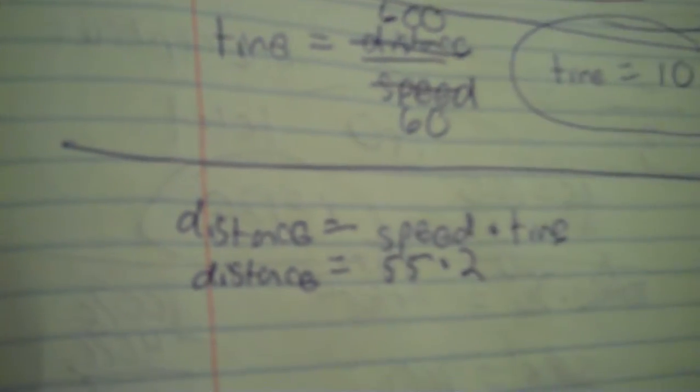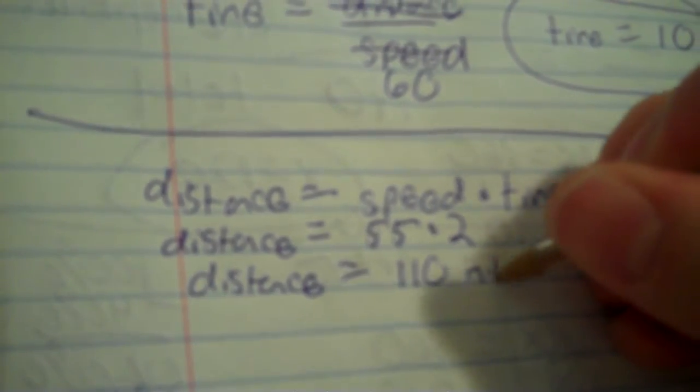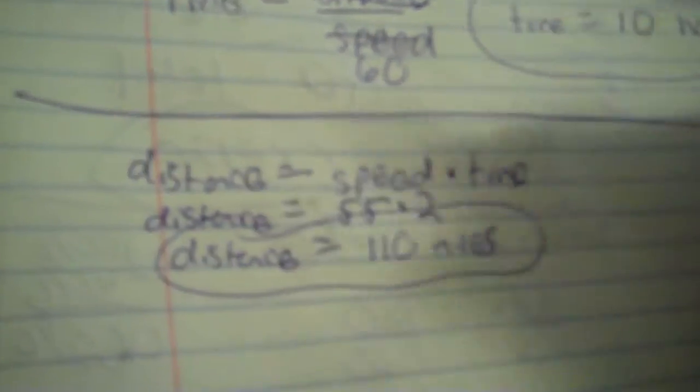Okay, a car travels an average speed of 55 miles per hour for a time of 2 hours. Find the distance traveled. So I want to know the distance, and up there at the top, distance is speed multiplied by time. So the speed in this problem is 55. Remember, miles per hour is your speed. And meanwhile, the time is 2. So 55 times 2 is 110. And distance, we just label it miles. Okay, 110 miles.